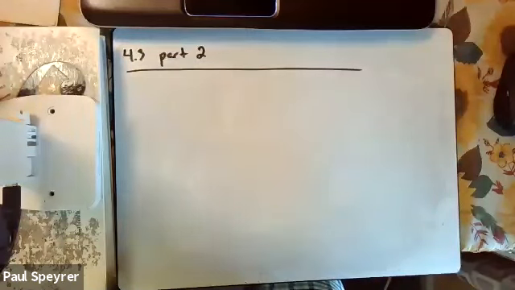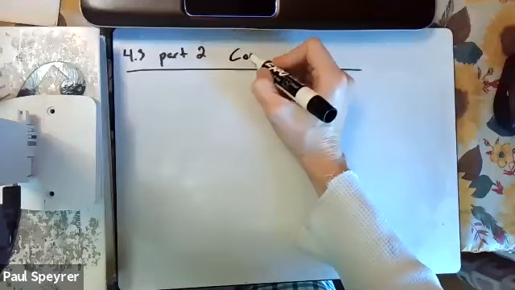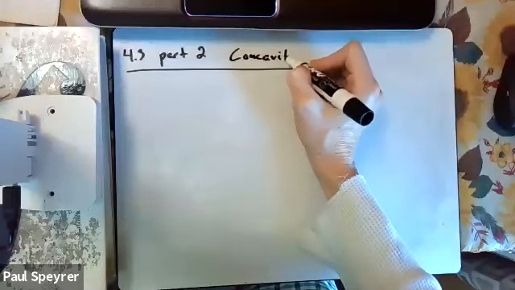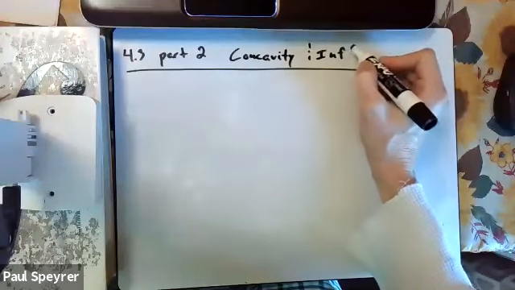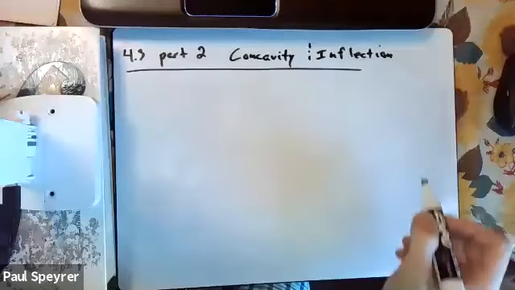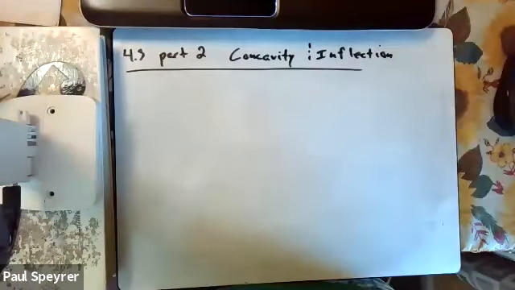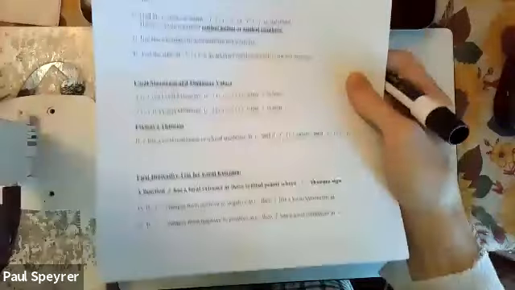This is part 2 of 4.3. In this particular part, we're going to talk about concavity and inflection points. So in part 1, we talked about intervals on which a function is increasing and decreasing, right? Local extrema. And if you forgot, I'm going off this handout right here.